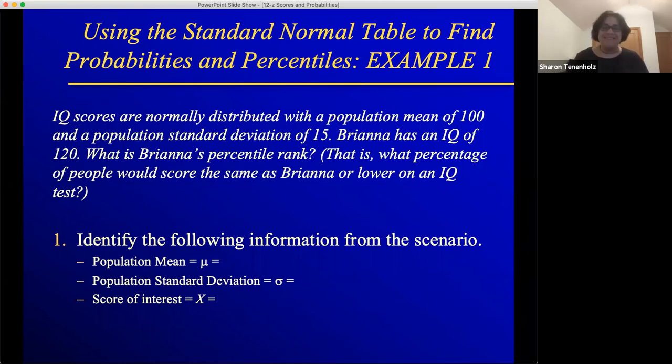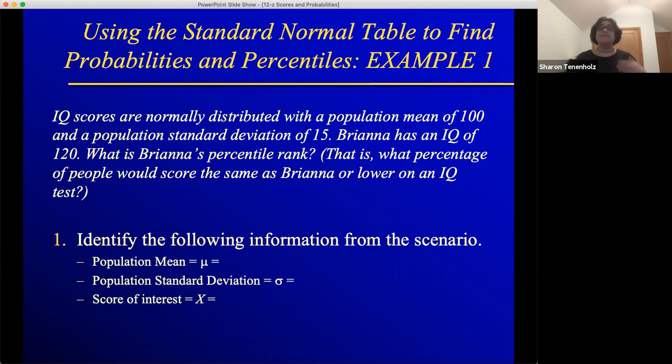What is Brianna's percentile rank? That is, what percentage of people would score the same as Brianna or lower on an IQ test. We have the ability to figure this out using z-scores. So here's how we do it. Let's start by identifying the information we're given in the scenario.